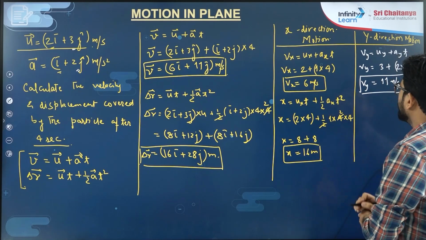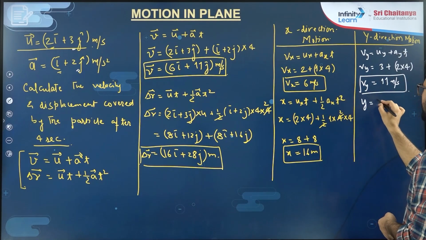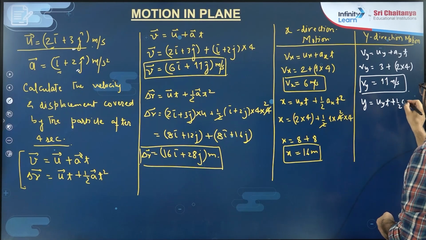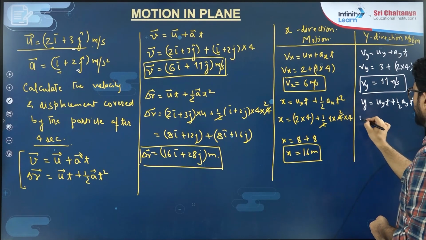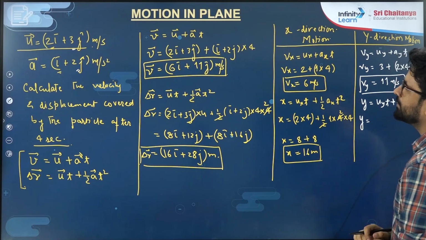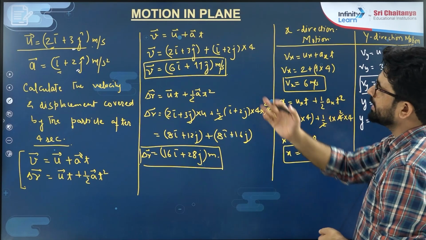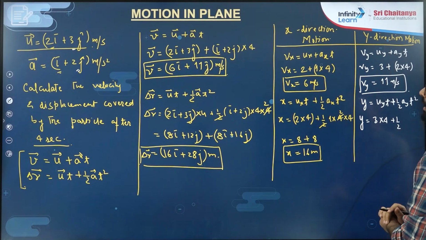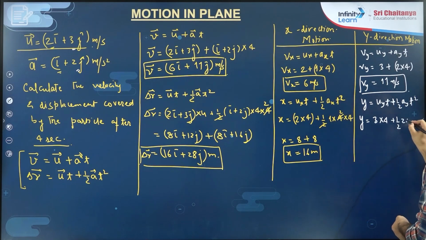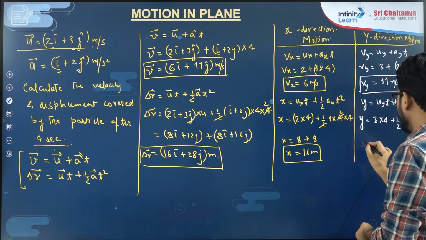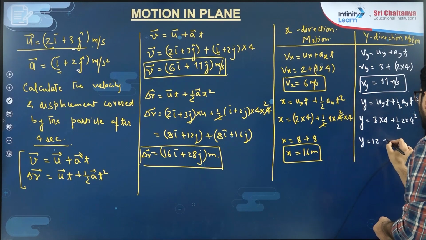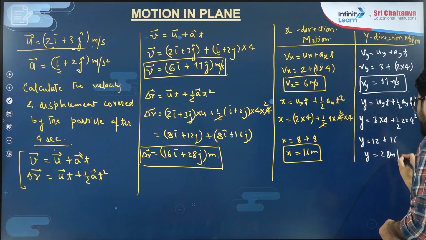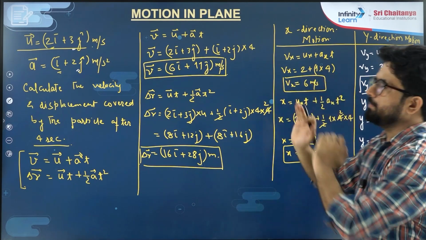Okay. Similarly, you can do the displacement again: y equal to uyt plus half of ayt square. If you say y equal to, what is uy? Uy you can check it. Uy again 3. You can choose this: 3 into time is 4, plus 1 by 2, what is ay? Into 2, 2 into 4 square. Now solve it. This becomes y equal to 12 plus 16, so y equal to 28 meter. This is another way to solve the same question.